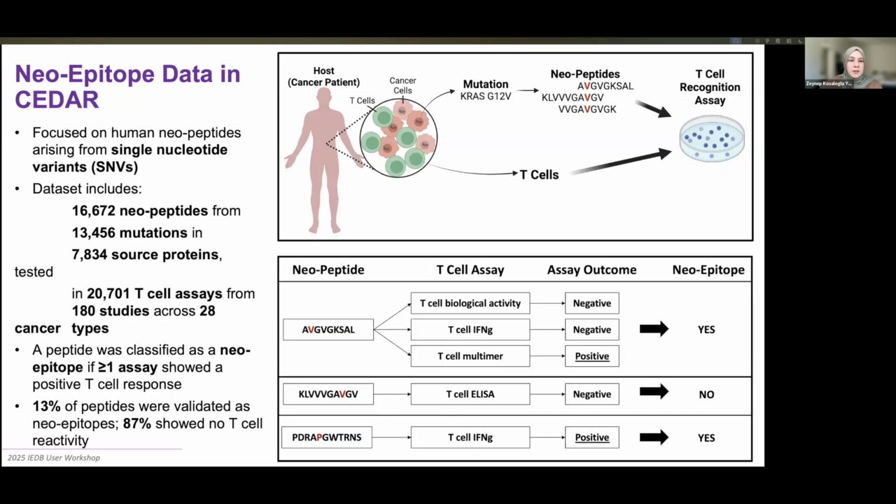Following this classification, we found that about 13% of neopeptides were classified as neoepitopes, and the remaining 87% showed no T-cell response.